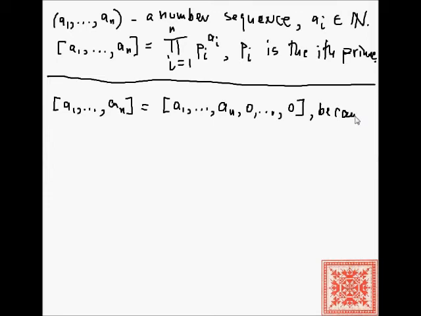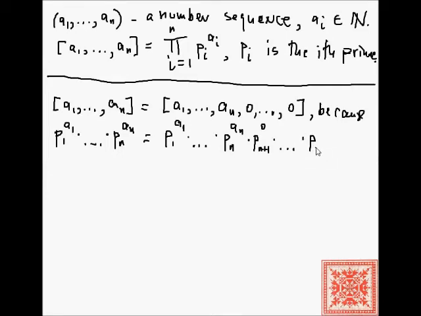So we're just padding ones, multiplying by 1 on the right, which doesn't change the number, because p sub 1, the first prime raised to the power of a sub 1, and then times the nth prime raised to the power of a sub n is the same as p sub 1 raised to the power of a sub 1 times p sub n raised to the power of a sub n times p sub n plus 1 raised to the power of 0 times, let's say we have k zeros, p sub n plus k raised to the power of 0. Because this is all going to be 1, it's going to be the same number.